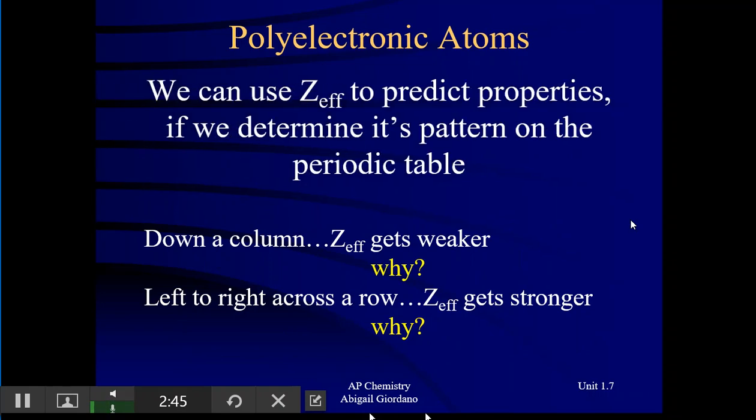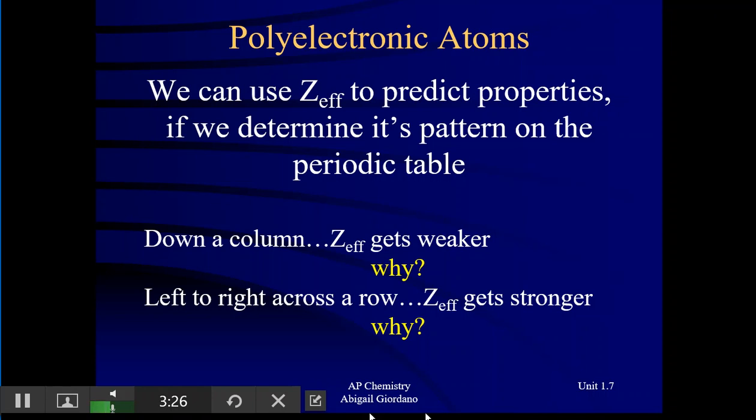So let's talk about this trend for effective nuclear charge, and we're going to talk about it in the vertical direction first. All right, let's pick a family of elements like the alkali metals. As you go from lithium to sodium, potassium, rubidium, as I'm moving from top to bottom down a column, the effective nuclear charge, the strength of the attraction that those valence electrons feel towards the nucleus, gets weaker and weaker and weaker. And let's talk about why that is.